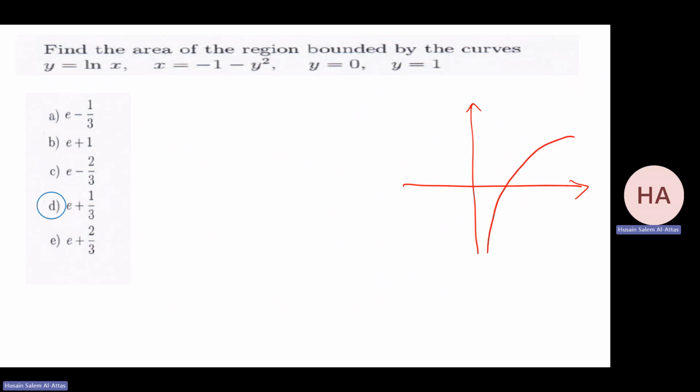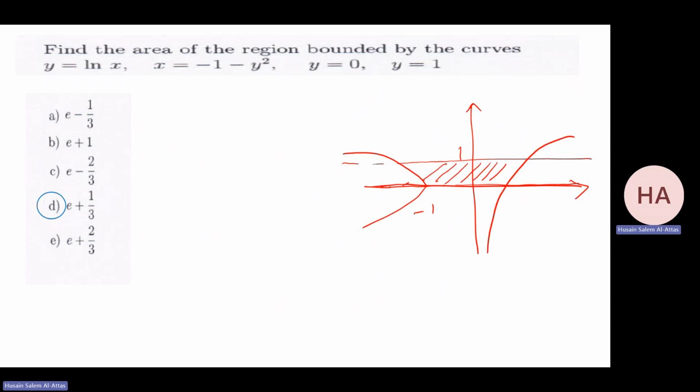y equals ln x. This is the parabola. This is minus 1. And you have y equals 0, the x-axis, and you have y equals 1. So I'm talking about this area, which is very clear to me.